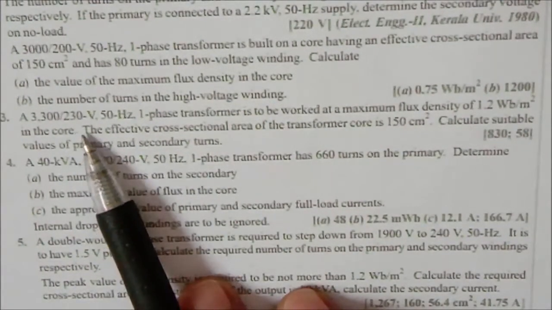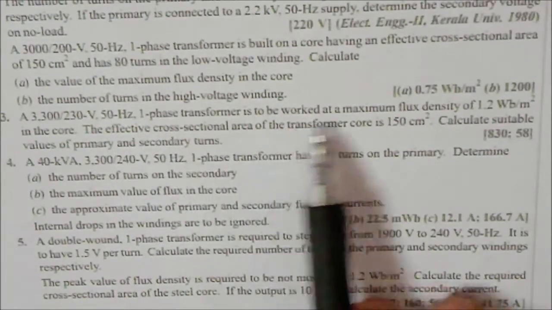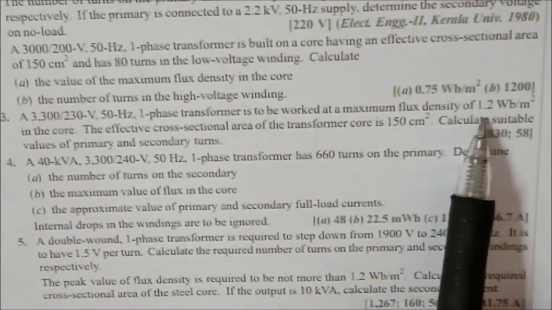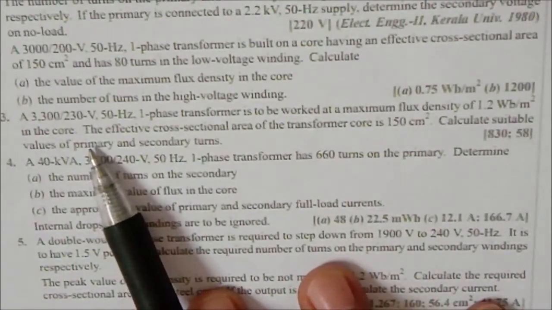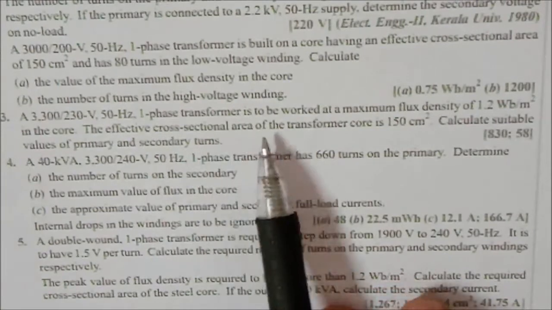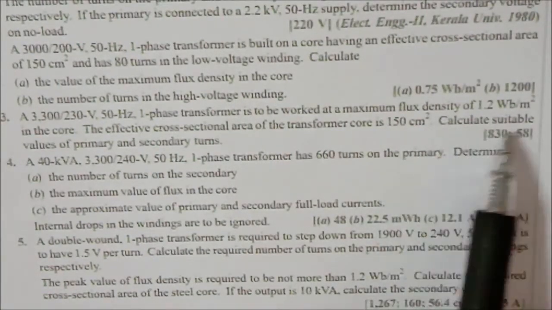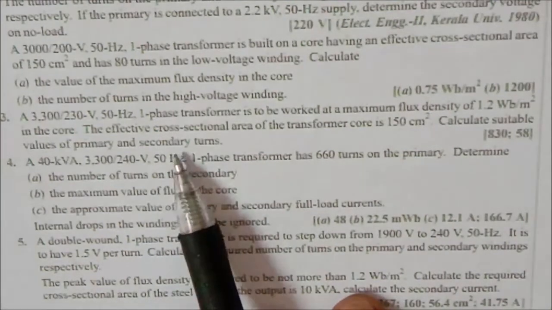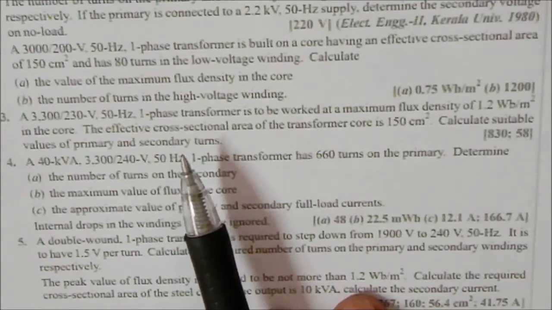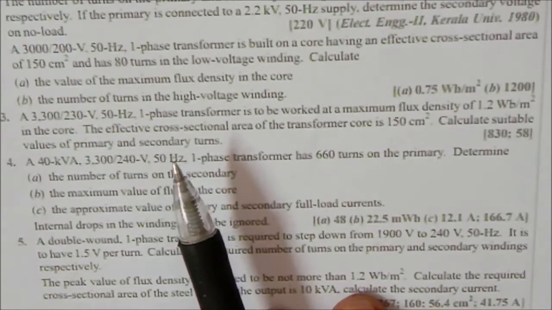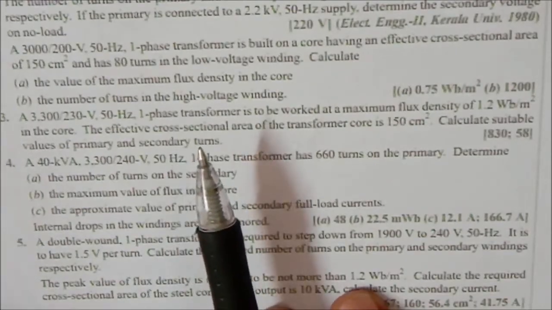A 3,300/230 volts, 50 Hz single phase transformer is to be worked at a maximum flux density of 1.2 Weber per meter squared in the core. The effective cross-sectional area of the transformer core is 150 cm squared. Calculate the suitable value of the primary and secondary turns. So, kukunin natin yung primary tsaka yung secondary turns. Okay? So, number 3.